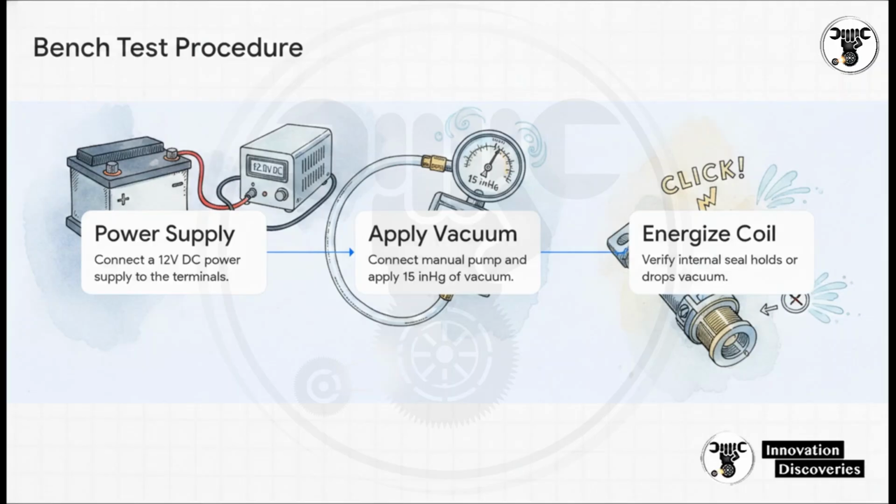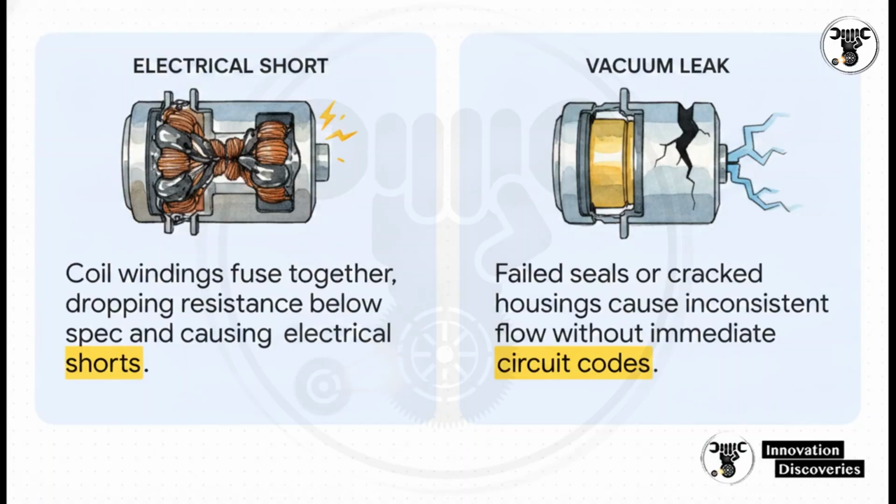If it's a normally closed solenoid, it should hold that vacuum completely dead tight when it's de-energized. Step 3. Energize the coil. You should hear a sharp click and the vacuum should immediately drop or transfer over to the outlet port. And you know, this perfectly illustrates why a simple electrical test just isn't enough. You can easily have an internal electrical short where the coil windings fuse together, dropping the resistance way out of spec and risking serious damage to the ECM driver circuit. That's a purely electrical fault.